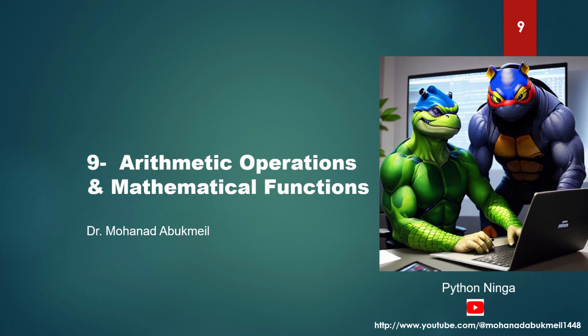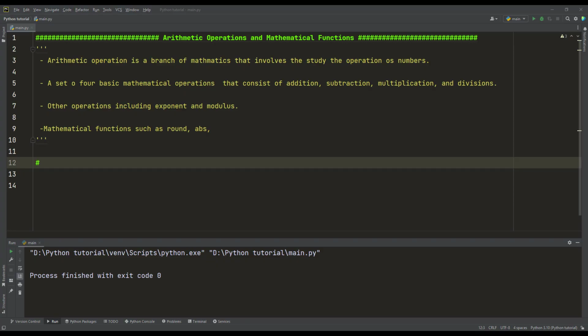Arithmetic operations and mathematical functions are important topics to build Python code, where we consider the operations between numbers and factors and some mathematical functions for rounding numbers, for example, considering the absolute value of the results, or considering minimum or maximum values. All of these operations and functions will be introduced in this tutorial.